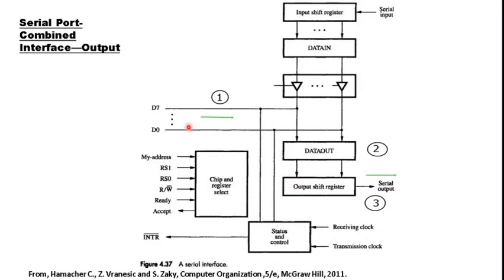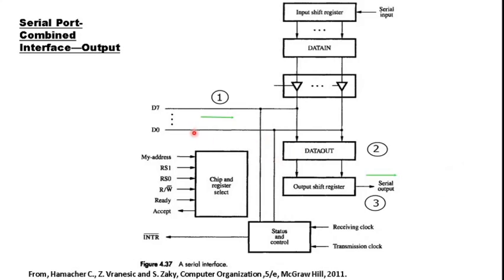In stage 1 we have a parallel input operation from the CPU to the interface, and that operation is complete with stage 2, where the data is loaded into data out. Now from stage 2 to stage 3, again a parallel write into the output shift register happens, and in stage 3 serial shifting out of the bits in the output shift register happens, and the device finally receives the data supplied by the CPU or the interface in serial fashion.